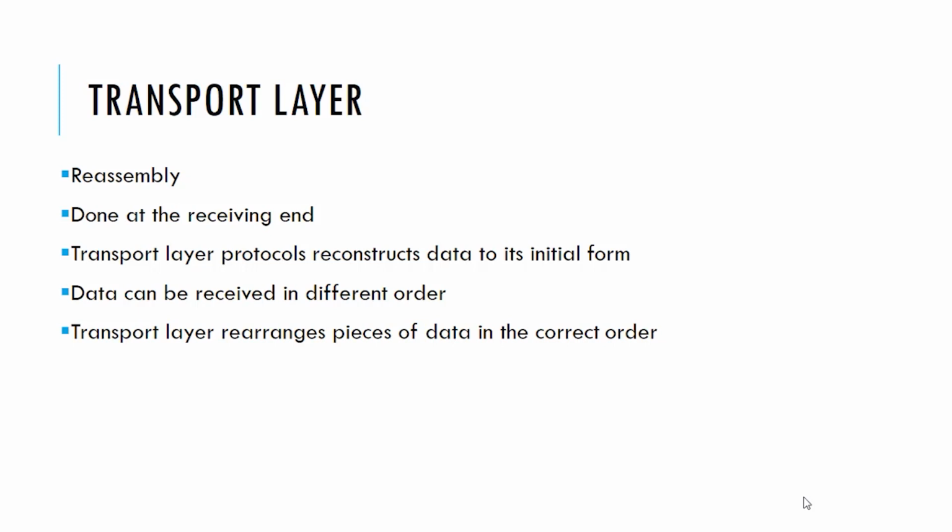The transport layer protocols reconstruct data into its initial form. Data can be received in a different order than the form in which it has been sent. So it is the responsibility of the transport layer to rearrange those pieces of data into the correct order, the original order, the order by which it has been sent.